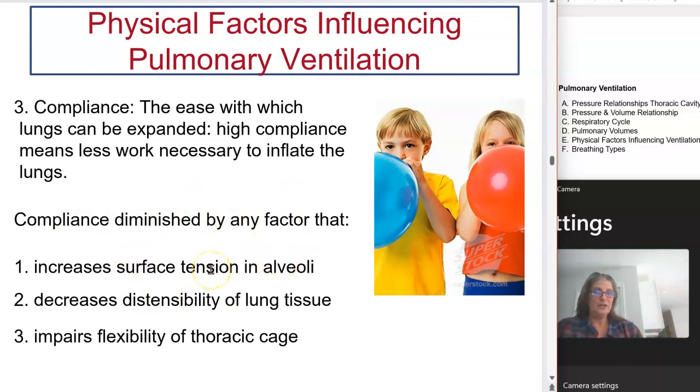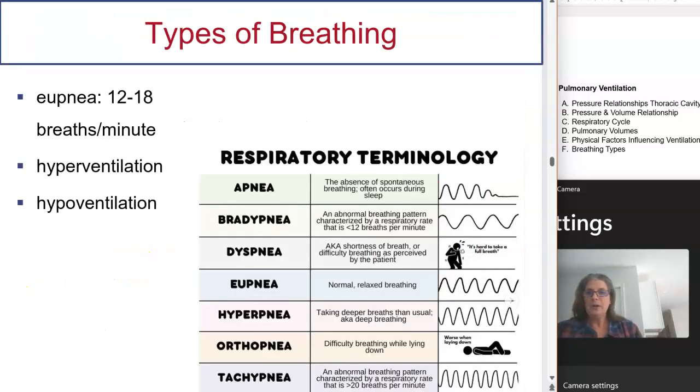So anything that could affect this makes it harder for them to inflate. Again, if there's more surface tension in the alveoli, definitely. Distensibility is how easily they stretch. Maybe you have scar tissue, or tumors, and they can't move very well. Or maybe your lungs are fine, but your thoracic cage, you have a broken rib, you have scoliosis, so you can't ventilate that way. And we're just going to wrap up talking about some breathing types.